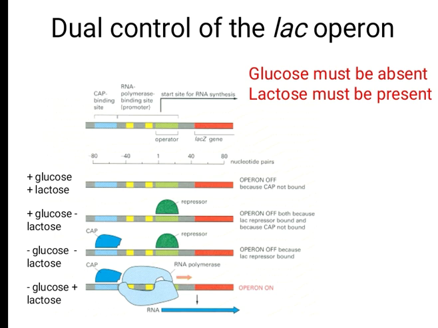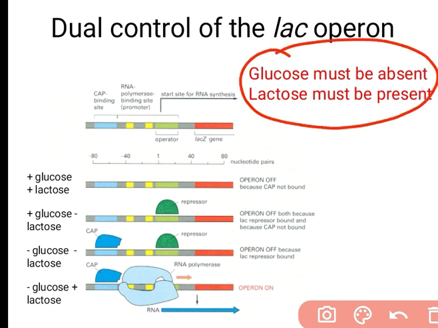Here is the dual control of the lac operon. The four scenarios are there. When glucose is absent and lactose is present, these are two strong signals. Glucose is absent and lactose is present. These are two positive strong signals for the operon to be on.